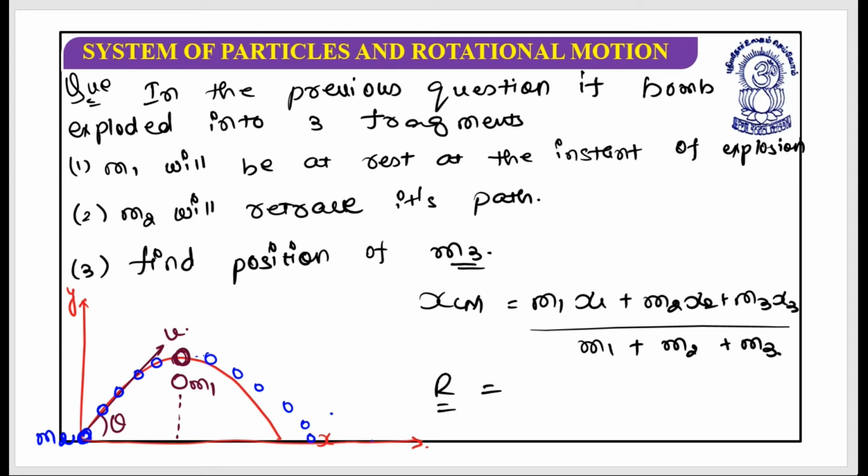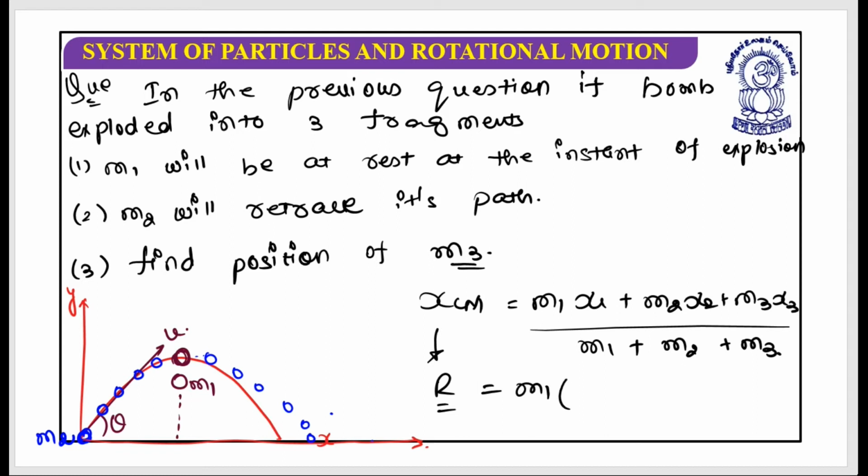Now we understand that this has been an explosion, and the explosion has been created due to internal forces and no external forces are acting on the system. So if no external forces are acting on the system, that means the center of mass is not going to change its position, and if that is the case, then XCM will be at position R only.